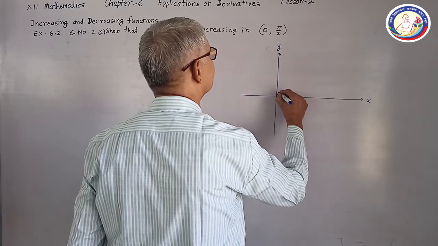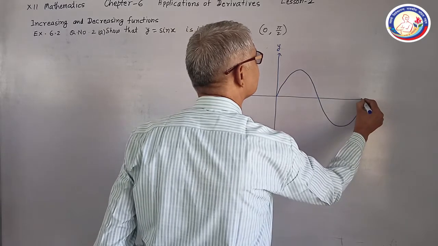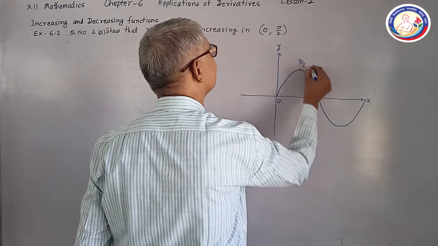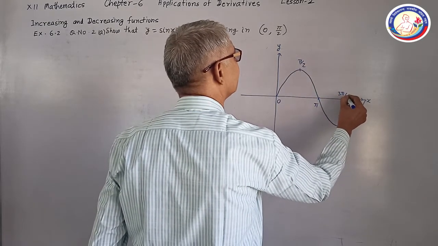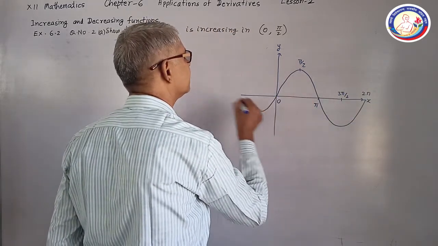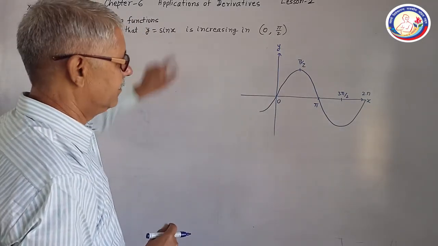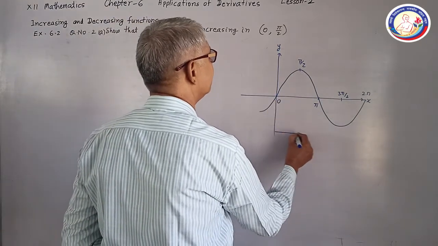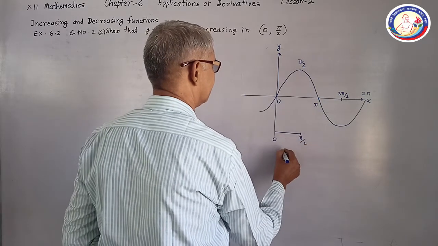This is the graph for sine function. This is 0, pi by 2, pi, 3 pi by 2, and 2 pi. Similarly, here it will be like this. So what about our question here? We have to take the interval 0 to pi by 2, this interval, pi by 2.